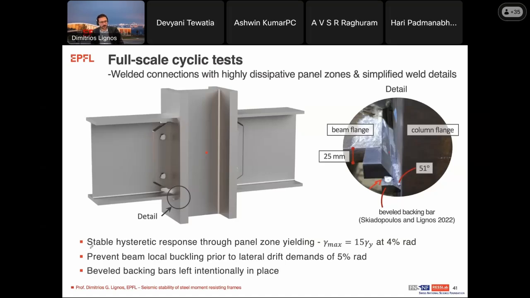The goal of the experimental program was to demonstrate that we can achieve stable hysteretic response because of panel zone yielding up to very large drifts. Also to prevent beam local buckling, because we dissipate more in the panel zone, up to about 5% drift, and then of course show that the beveled backing bar I just showed, if we leave them in place and don't remove them, is not going to cause any problem in the welded region there.